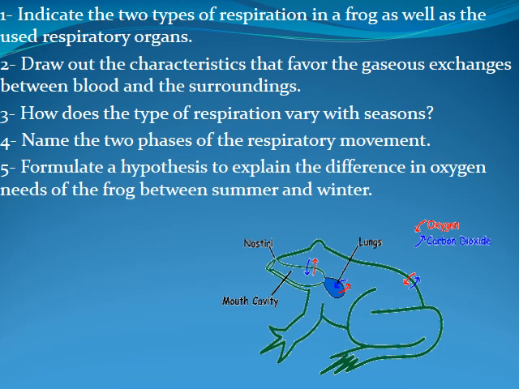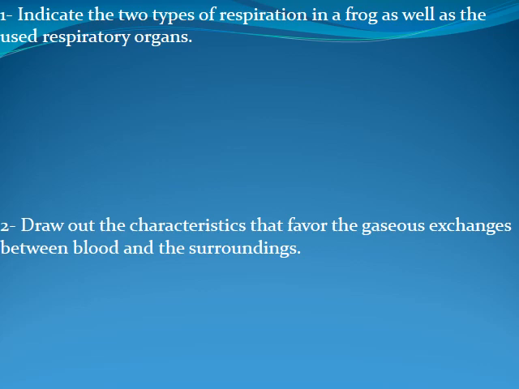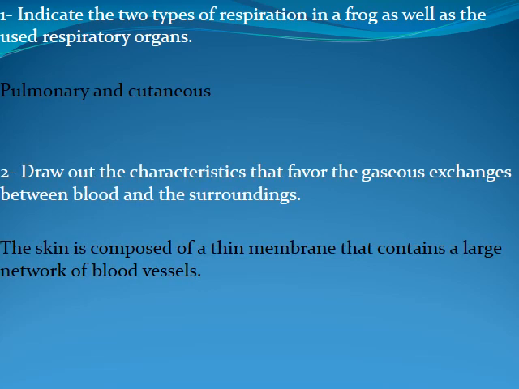Hypothesis to explain the difference in oxygen. The difference is mainly due to the activity. As you know, the frog is more active in summer than in winter. That's why it consumes more oxygen in summer. So indicate the two types. We have pulmonary and cutaneous. Pulmonary through the lungs and cutaneous through the skin.